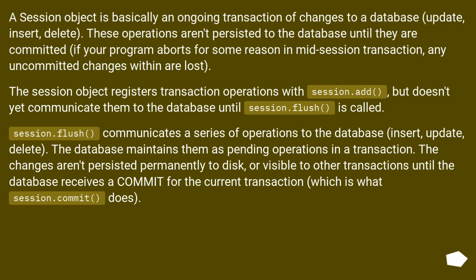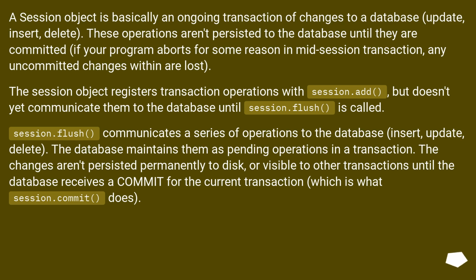A session object is basically an ongoing transaction of changes to a database: update, insert, delete. These operations aren't persisted to the database until they are committed. If your program aborts for some reason in mid-session transaction, any uncommitted changes within are lost. The session object registers transaction operations with session.add, but doesn't yet communicate them to the database until session.flush is called.